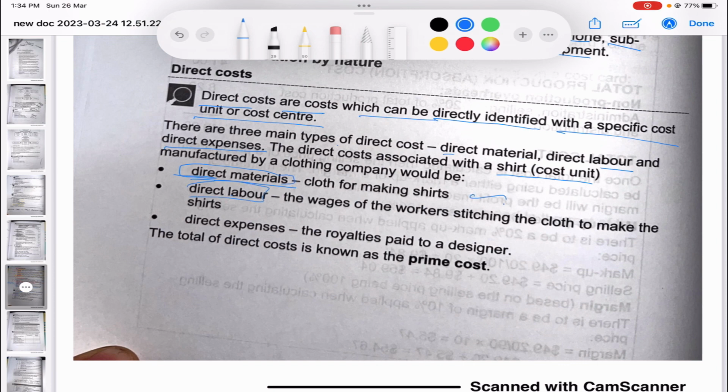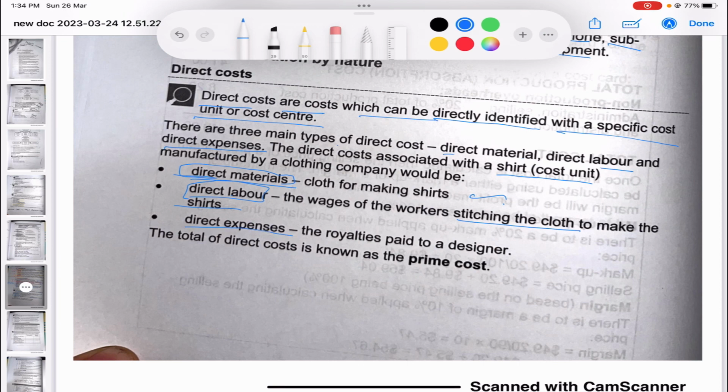What do you mean by direct labor? A particular worker who worked on stitching the cloth, so the wages which we are going to pay to that worker are obviously going to be one of my direct labor, right? So the wages of the workers stitching the cloth to make the shirt are direct. You can look at the cloth and say that, yeah, one worker might have worked on this, right?